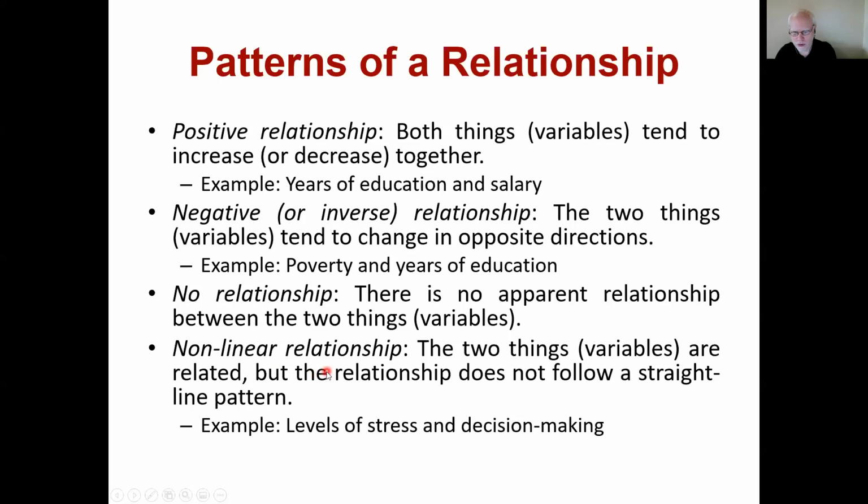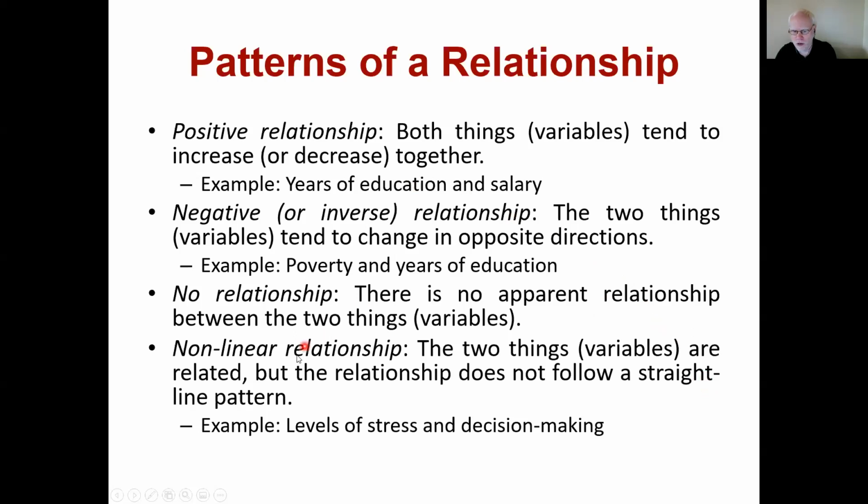So at very low levels of stress, people don't care much about the problem, so they tend to make poor decisions. As stress increases, because people actually care more and more about the problem, the quality of decision making goes up, until you reach a point where the stress level becomes too high, and you enter into distress type levels. Because of the distress, the quality of decision making tends to start going back down.